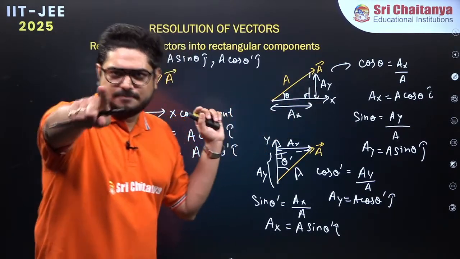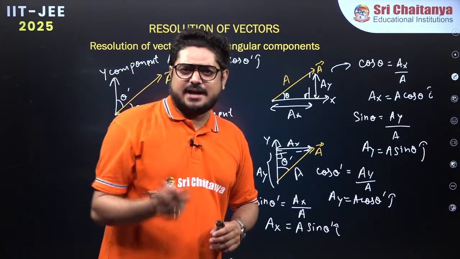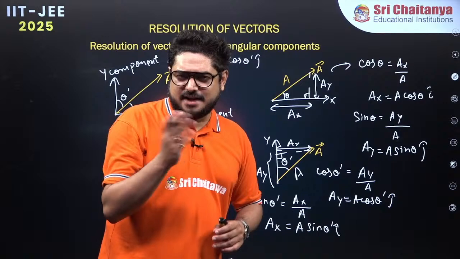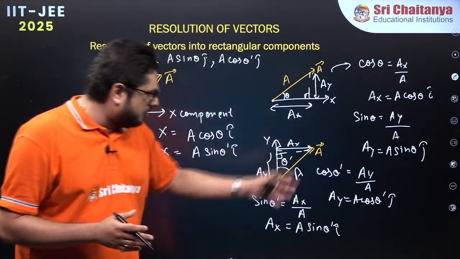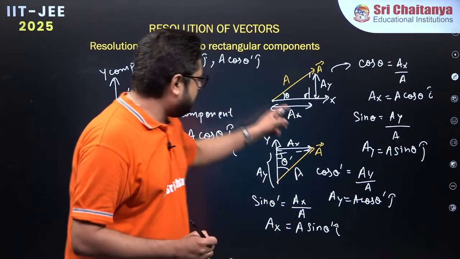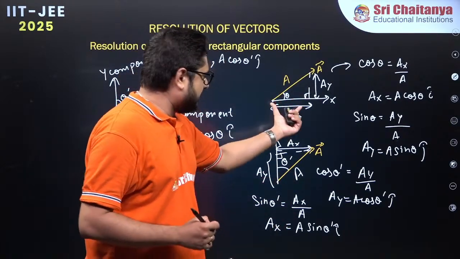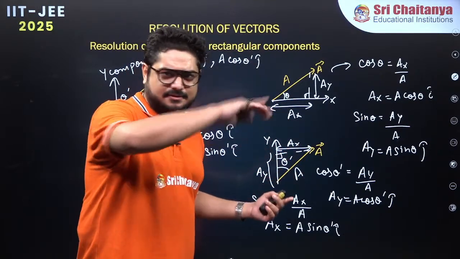There are two angles which are being given. One is when the vector makes an angle with respect to the x-axis, and the other is when it makes some angle with respect to the y-axis. This is the shortcut rule which they have mentioned in the book. Okay, so now you can see that this has to be the x component. I have drawn a perpendicular from the vector itself.